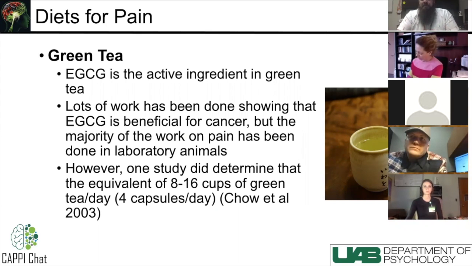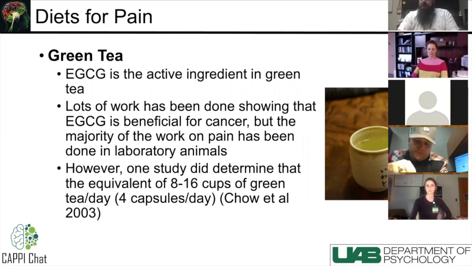There was one study that was done in humans that looked to see whether supplements of EGCG would have any detrimental effects. And so they gave people 4 capsules a day for a number of weeks and found that there was really no negative side effects associated with that. And so that was the equivalent of 8 to 16 cups of green tea a day, which sounds like an awful lot. But they do report that some cultures will consume up to 20 cups a day. But again, the idea is that a decent amount of this can be consumed with no real ill effects.